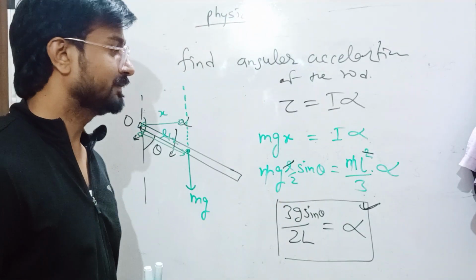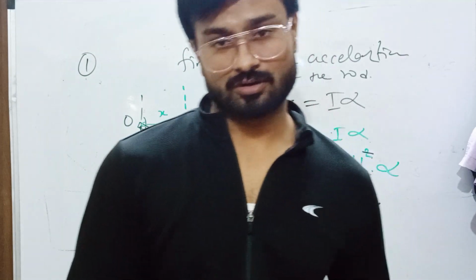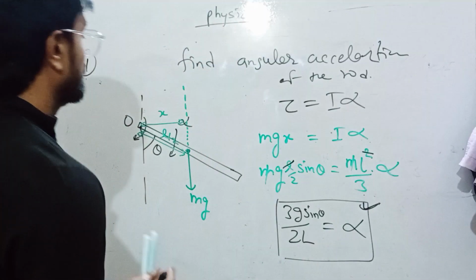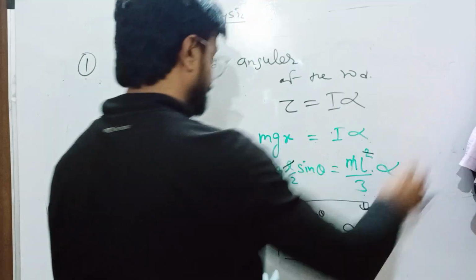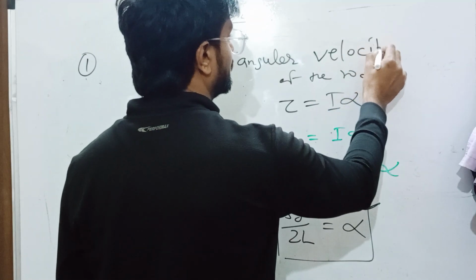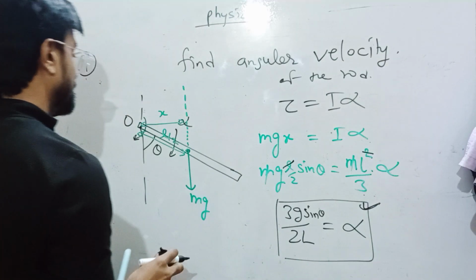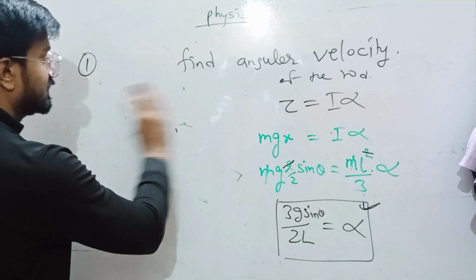in a vertical plane. Let's see how we can calculate the omega of the rod also. The question may ask you to find out the angular velocity of the rod. So how can we calculate the angular velocity of the rod if it is free to rotate in a vertical plane? Let's take another illustration.